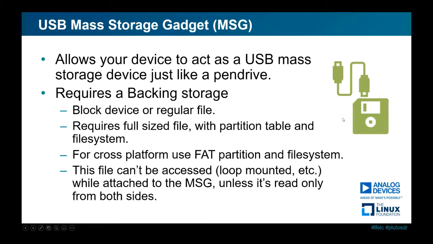As we have just seen, the USB mass storage gadget allows your device to act like a USB mass storage device, just like a pen drive or a hard disk. What's required for this? It requires a backing storage. It's basically a block device, or in our case, it's a regular file. This regular file needs to be full sized. So you create it with dd, then you create a partition table within that file, and then you also create a file system in that.